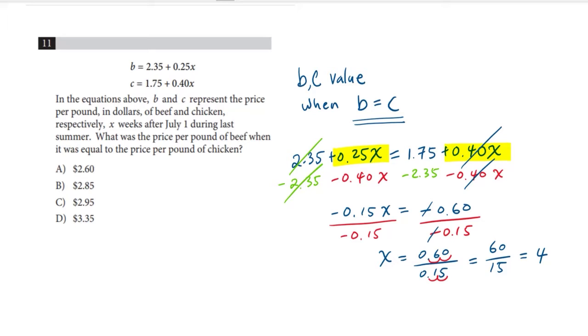So I'm just gonna plug it into the first one. B is 2.35 plus 0.25 times 4. 2.35 plus 0.25 times 4, that's $1. Quarter times 4 is 1. And the answer is $3.35, which is D.